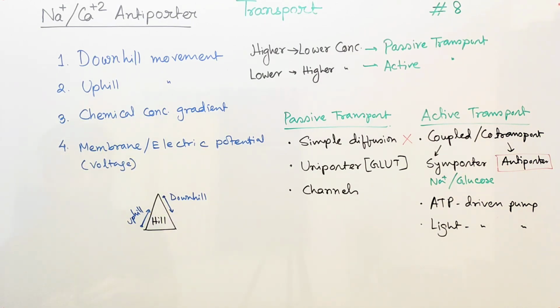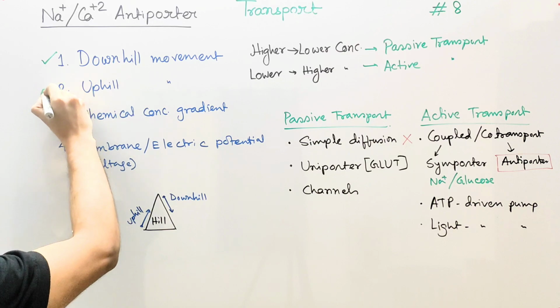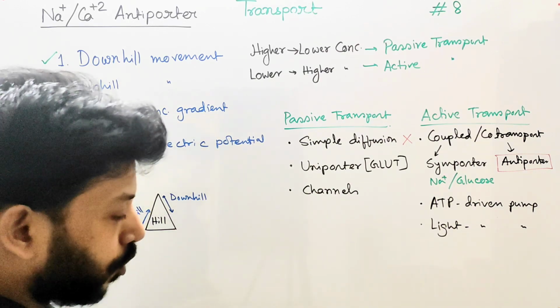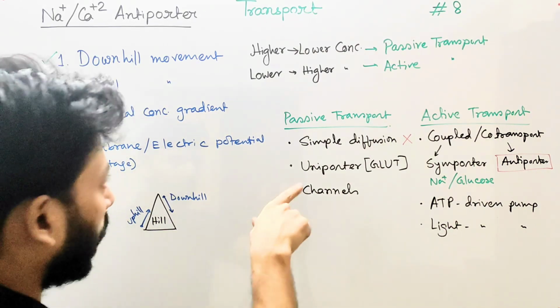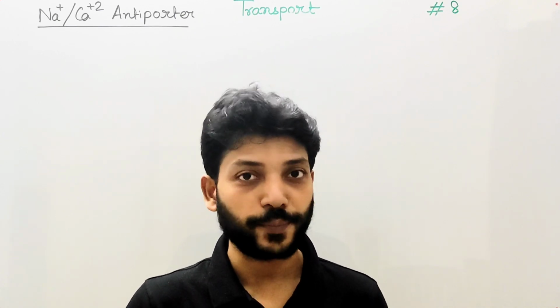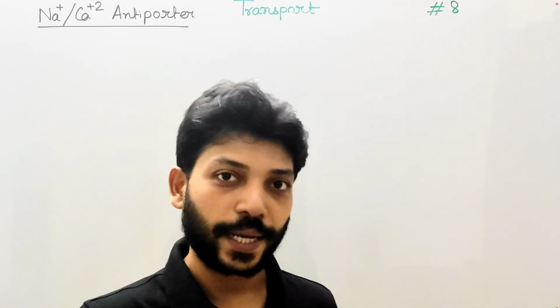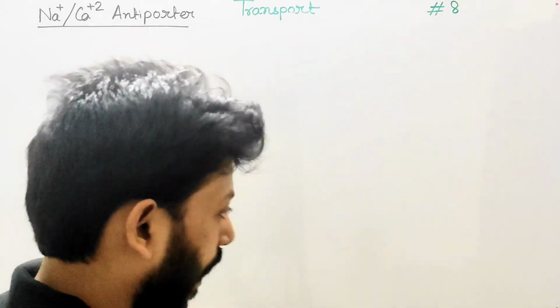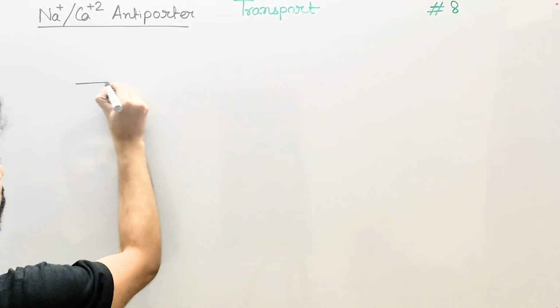Now we have understood downhill and uphill movement. Let's now talk about the chemical concentration gradient. So I have to remove this. Now let me explain the role of the chemical concentration gradient and membrane potential. To understand this, I have to draw the lipid bilayer of the plasma membrane. So let me draw the lipid bilayer.